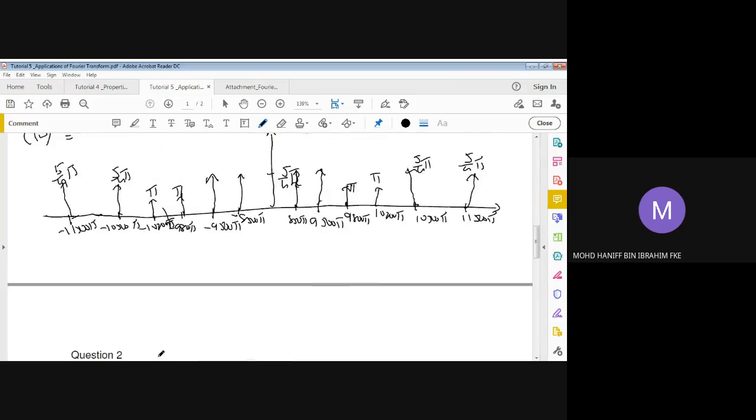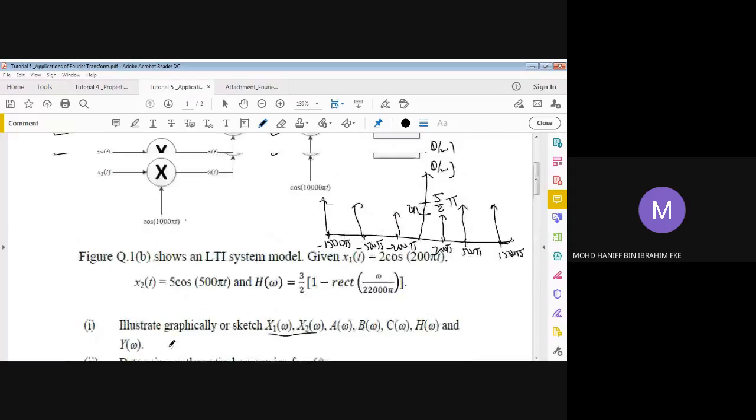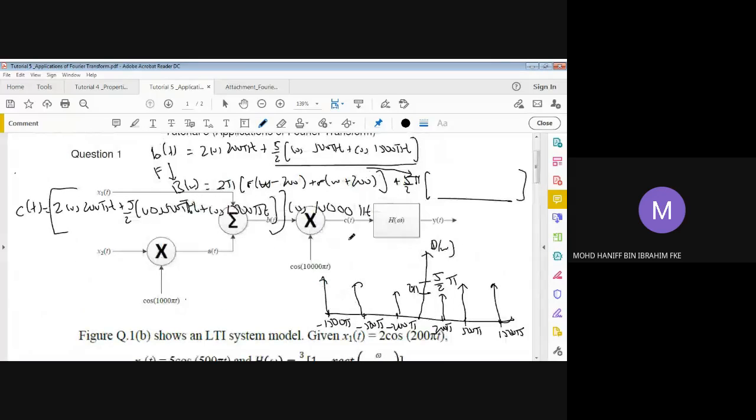Any questions so far? No. Okay, hopefully it's clear, yeah? Right, and then if we base on this diagram, the C omega will be passed through the H omega.